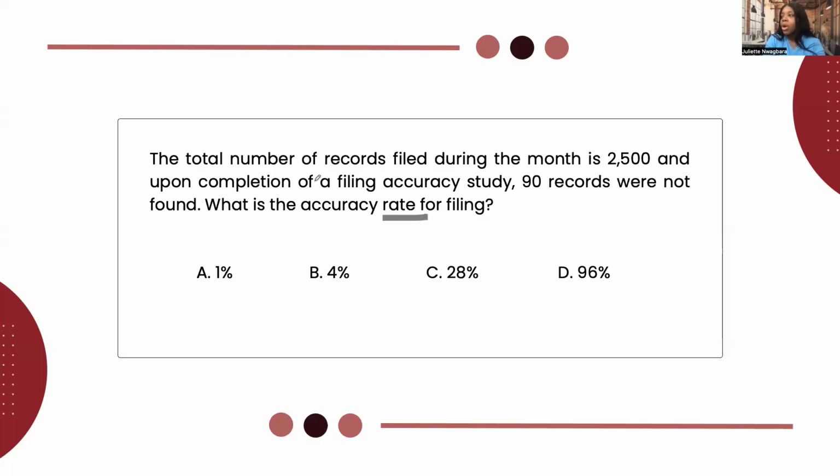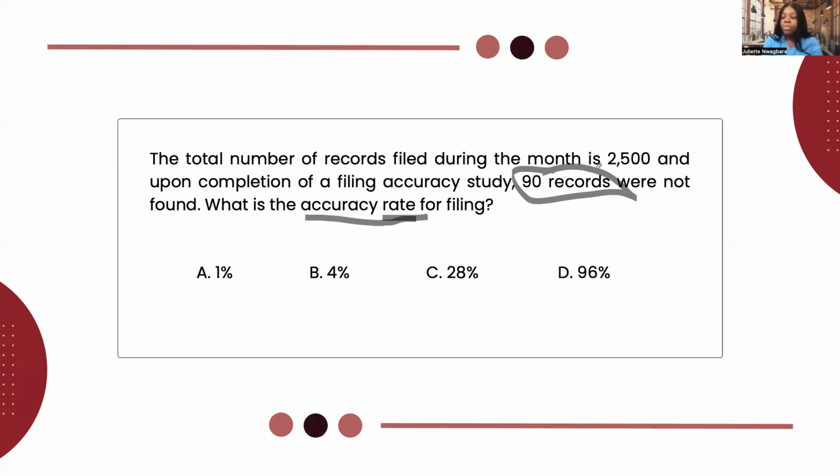The total number of records filed during the month is 2,500. And upon completion of a filing accuracy study, 90 records were not found. So out of 2,500 records, there were 90 of them that were not found. They then want to know what is the accuracy rate for filing. So they don't care about the 90. They want to know what the rate is based off of the ones that were actually found.